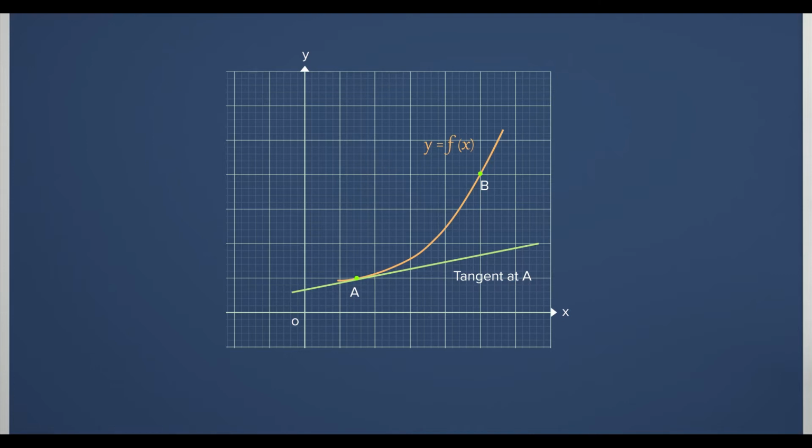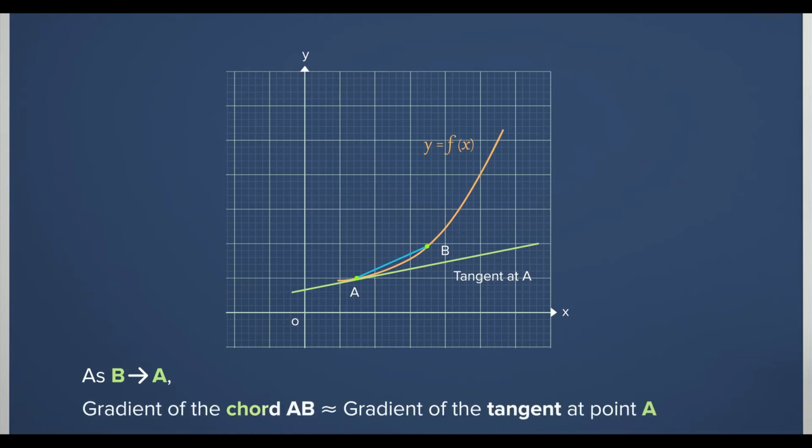Now, it's obvious that the gradient of the chord AB will give an approximate value for the gradient of the tangent at A. As we move the point B closer and closer to A, for example, B1, B2, B3, and B4, then the approximate value for the gradient of the tangent at A gets more accurate. In other words, if point B approaches very, very close to point A, then the gradient of the chord AB will be approximately equal to the gradient of the tangent. Hence, the gradient of the tangent at point A simply gives the gradient of the curve at that point.